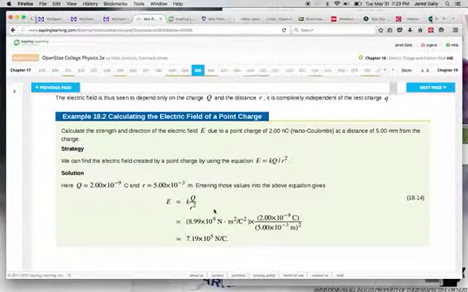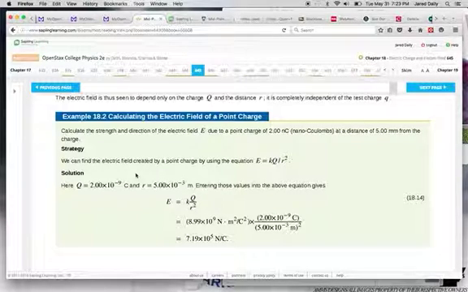But here in 18.2, they calculate the electric field of a point charge. The point charge is going to have a charge of 2 nanocoulombs, and we're going to calculate the field at a distance of 5 millimeters from the charge. So we calculate the electric field, E equals kq divided by r squared.